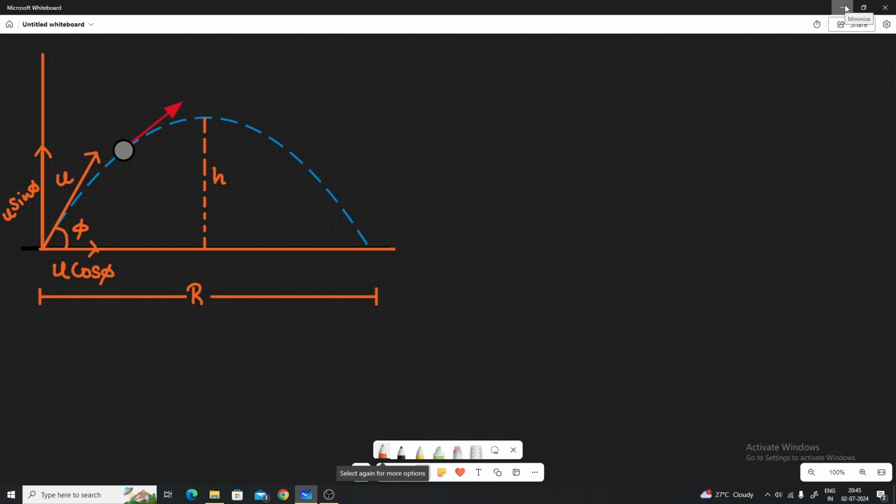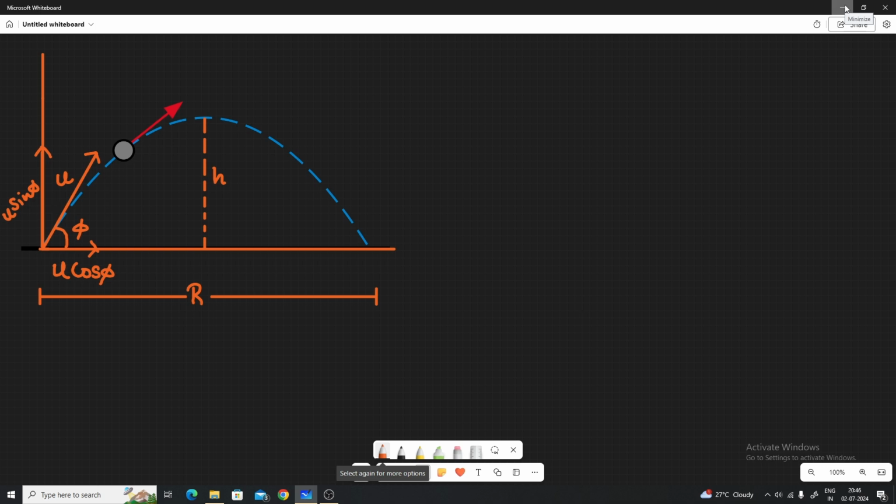Now we are going to find from this video. In our previous video we derived three things for a projectile motion: height, time and range. Now in this video we are going to find the value of theta for which you will get the maximum range, and what will be the equation of the path in which that object will move. So these two things we are going to find in this video.